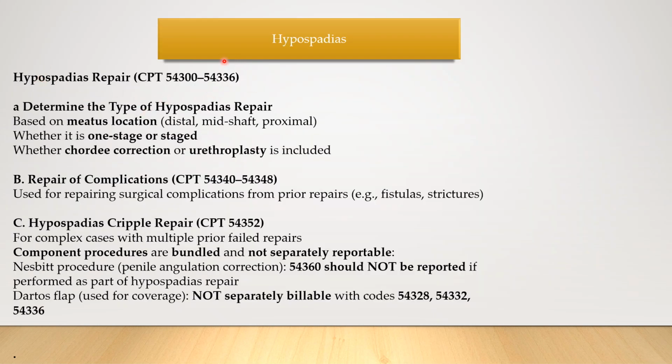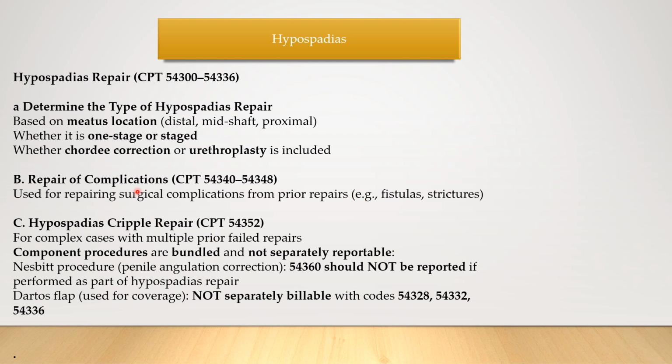We have the code range from 54300 to 336, and whenever we are zeroing down the code for hypospadias repair, the important guideline is that it is based on the meatus location, whether it is distal, mid shaft or proximal; whether you have planned this procedure in one stage or are going to do it in 2-3 stages, because many a time it requires 2-3 stages of operation; and whether the chordae correction or urethroplasty is included or not. These are the three important considerations.